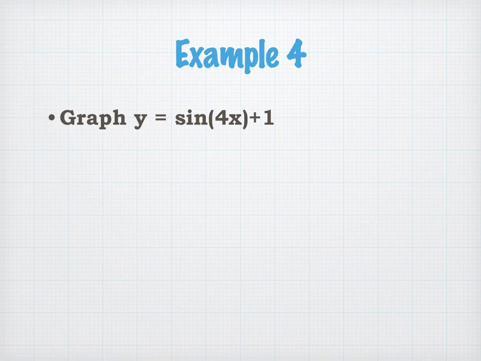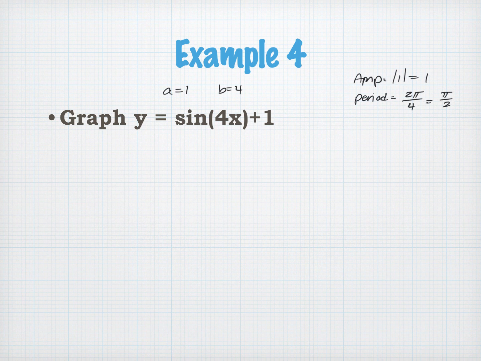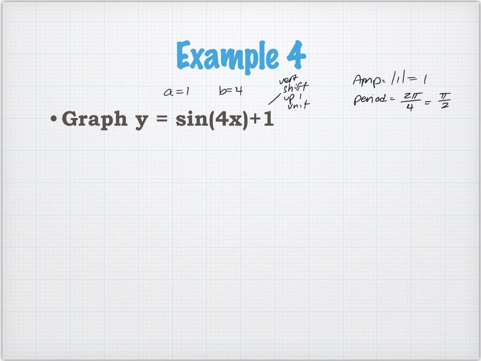So when I come over to here, you notice that your A value is 1, which means your amplitude is going to be the absolute value of 1, or 1. You see that your B value is 4, which means that your period is going to be 2 pi, because it's a sine graph, so 2 pi divided by B, which is 4. So your period is going to be pi over 2. And you see that your graph is going to have a vertical shift, and it's going to go up 1 unit. Okay, so the up 1 I'm going to do at the very end.